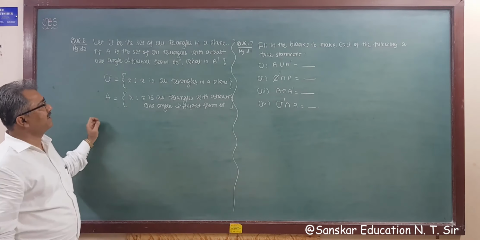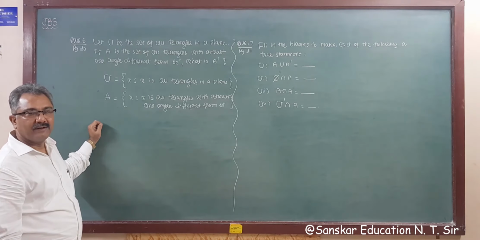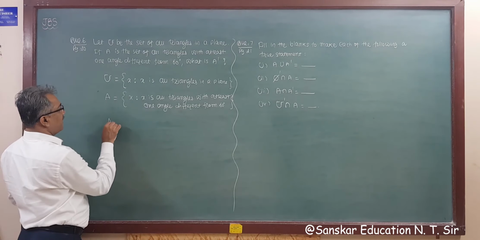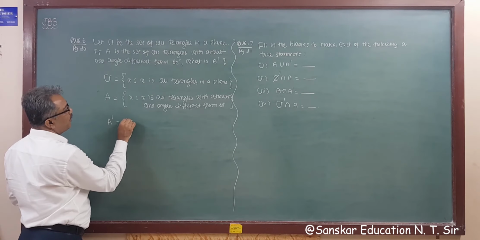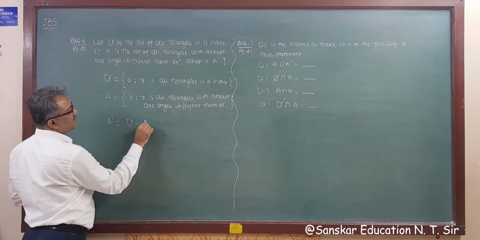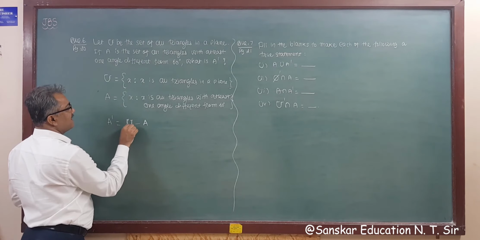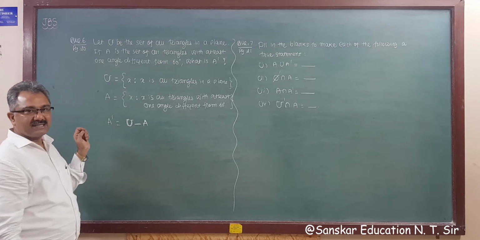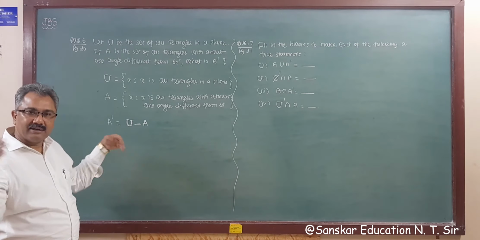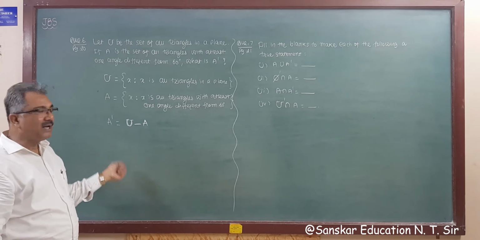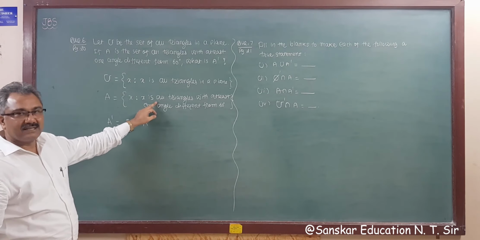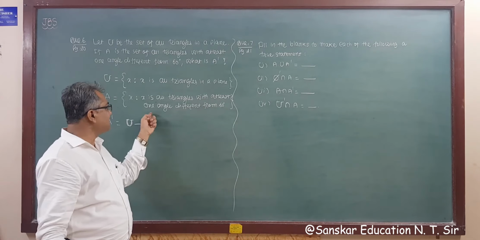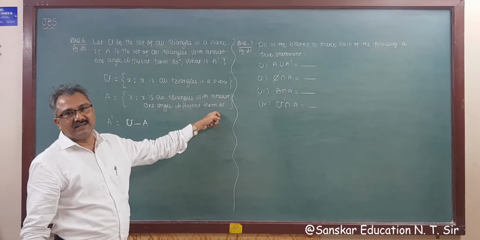Different from 60 degrees. What is A'? It means you have to find A'. So A' is equal to U minus A, that is, the universal set minus A. This is your definition. A' is equal to U minus A. U is the set of all triangles, so from all triangles we have to subtract A. What is A? A is the set of triangles with at least one angle different from 60.